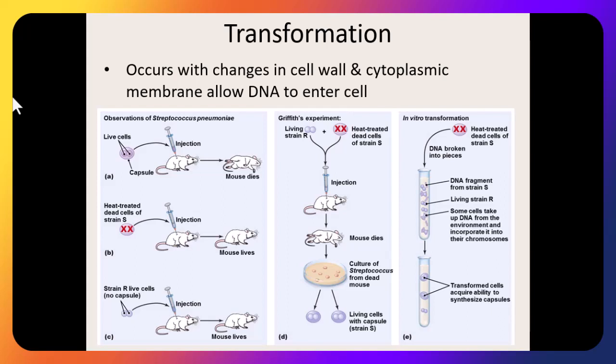That's what transformation is: bacteria DNA leaves through the cell and goes into another cell. And that's rare, but it happens. This is showing an example. So something happens to the cell wall, the cell membrane, DNA can leave, DNA can go in. How they figured this out is here's a bacteria that makes a capsule.